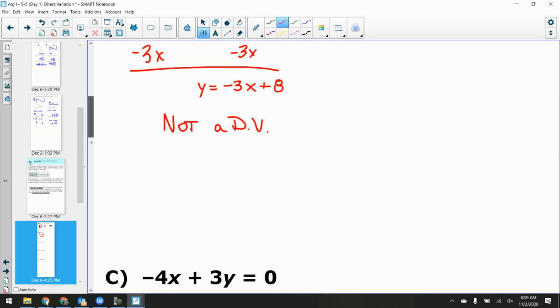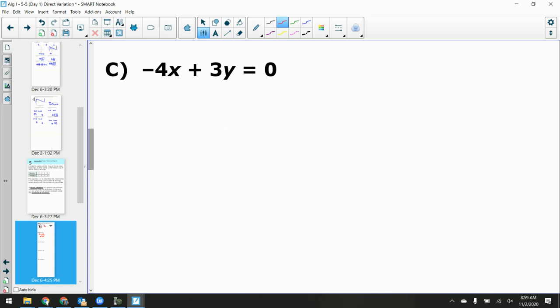Let's check another one. At first, I'm thinking, ooh, I see addition and subtraction. This is not a direct variation. But let's cool our jets a little bit. Let's actually solve it for y. What would be the first step to solve for y?